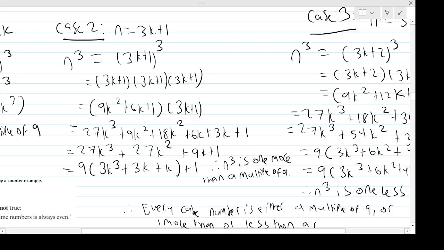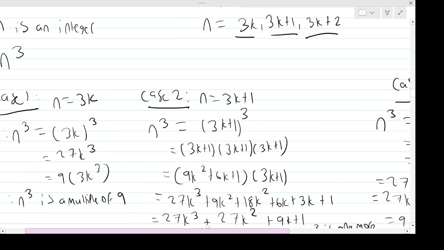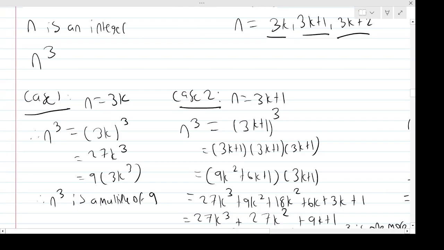Than a multiple of 9. And there we are then. Okay. Yes, so there we are. That's proof by exhaustion. Hopefully those examples were useful.